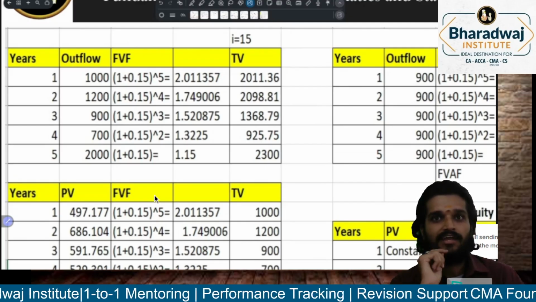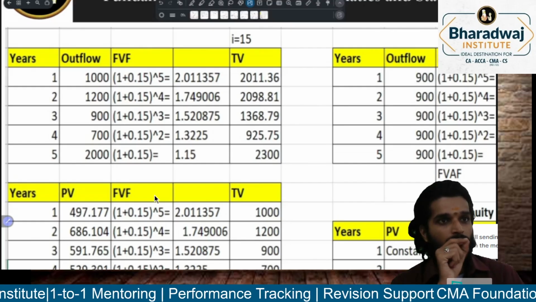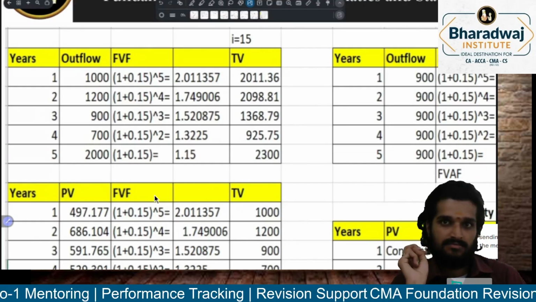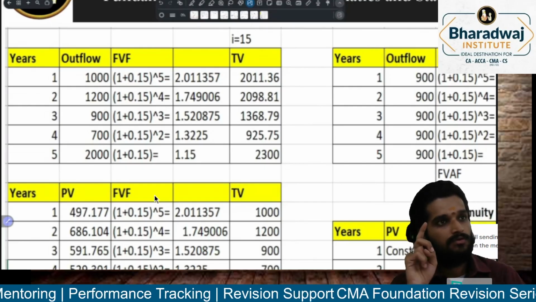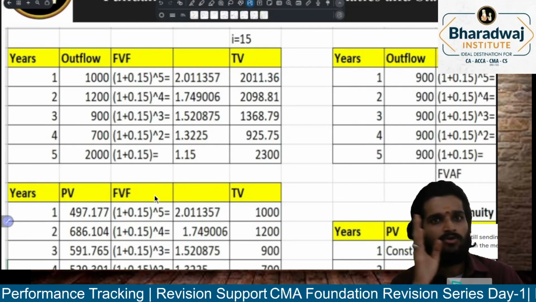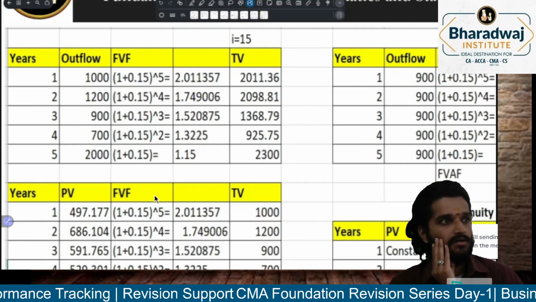In that scenario, for 1.15, you have to press the multiplication symbol twice instead of one time. Then the same thing, equal to. Clear?